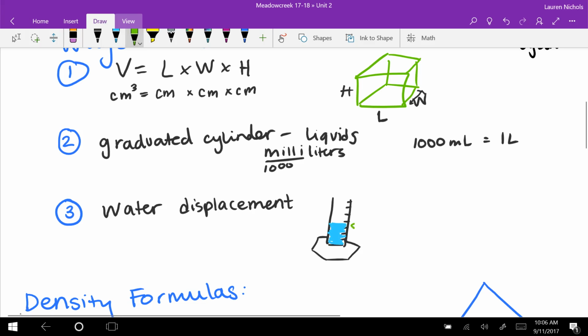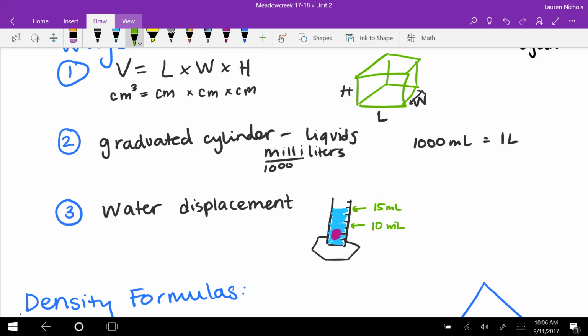So our initial reading, let's say this is 10 milliliters, and then what happens is we drop an object in. And this object has a weird shape. It might be a ring or a circle, sphere shape. It might just have something that can't be measured directly using length times width times height. And when we add an object in, the water level goes up.